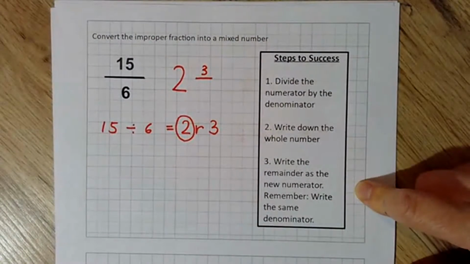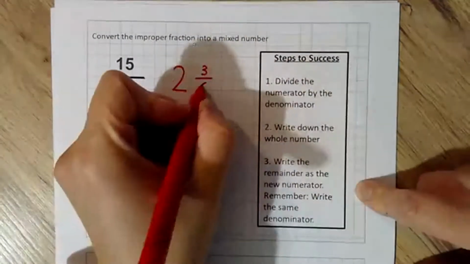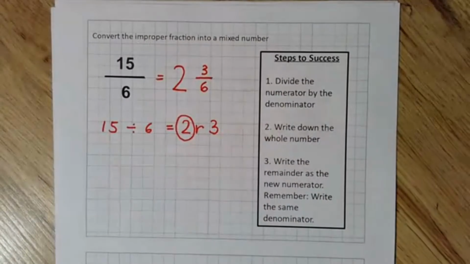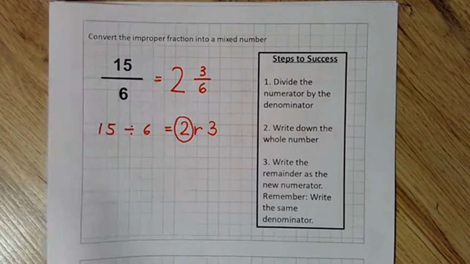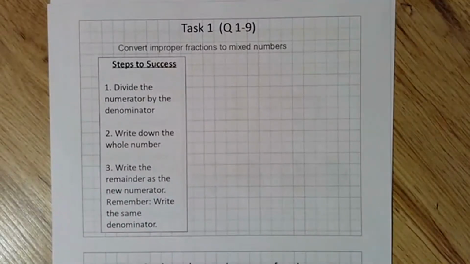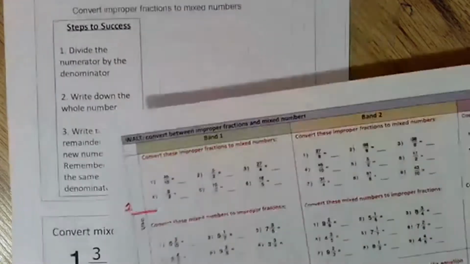Shout out what the denominator is going to be. Excellent. Good. So 15/6 equals 2 3/6. So I would now like you to complete the first task, which is this.